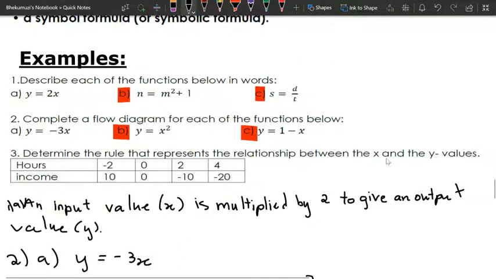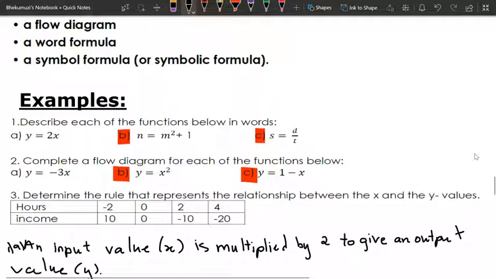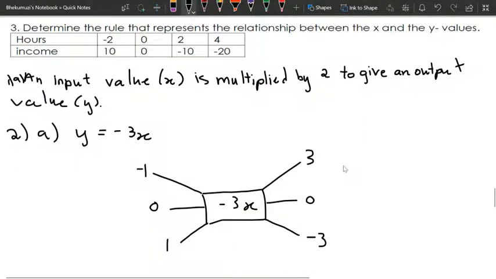These are all different ways that we can represent them, but now you need to also be able to explain them using words. So for instance, here's an example where it says describe each of the functions below in words. The ones that I've highlighted in red are the ones that I'd like you to try out on your own, but the one that is not highlighted is the one that I'll talk about. So for 1a, it says y is equal to 2x. What does that mean? It means that the input value is multiplied by 2 to give an output value, and that would be how you can describe it.